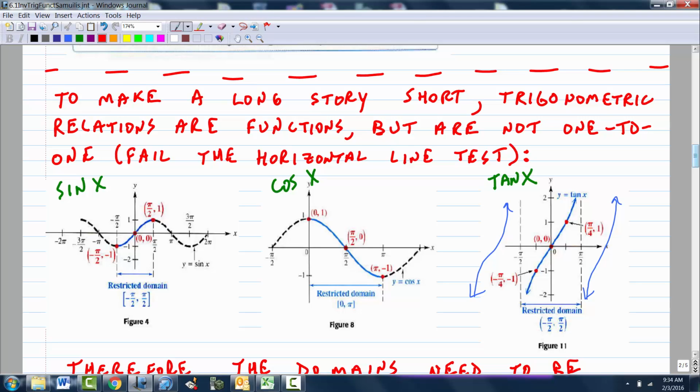But all of them are not, anyone? These three graphs are not one-to-one functions. So what happens when I find the inverse of sine? It will not be a function. So what must we do? Restrict the domain. Now, look at these three pictures.